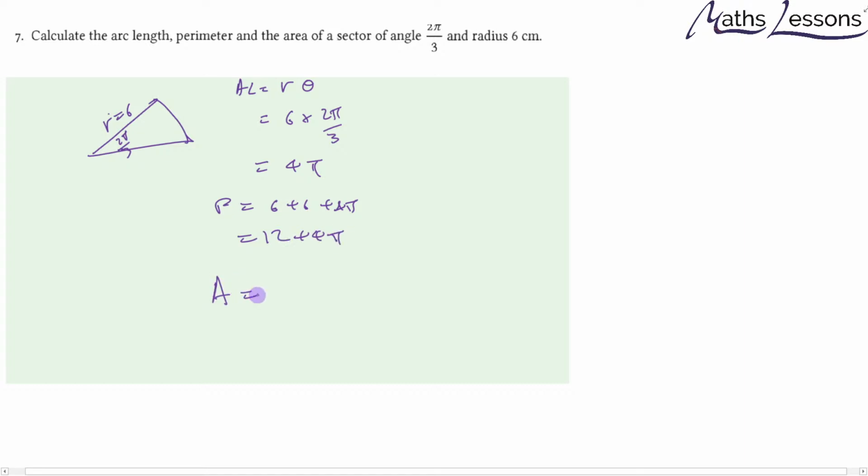And then for the area, it's a half r squared theta for the formula. Do learn all your formulae off by heart. So we've got a half times 36 times theta, 2 pi over 3. So we can see that 3 into 36 is 12, so it's just going to be equal to 12 pi. So it probably was doable in 1 minute.